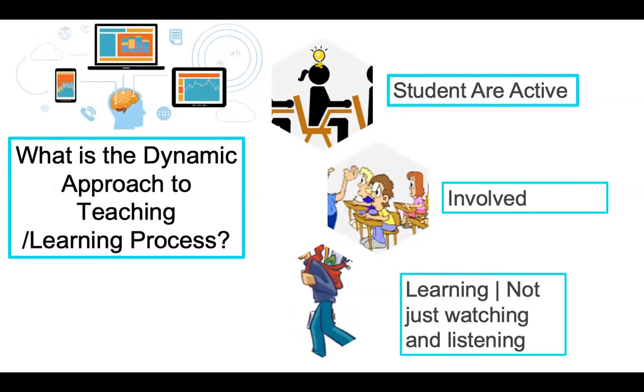So if we take some points from the dynamic learning approach for the teaching and learning process, we have to focus on students being involved in active things. A dynamic approach to learning implies that the students are active and involved in what they are learning. This implies adopting a whole new approach to a lesson, so they are not just waiting, listening, or watching. They have to be involved and participate in the activity.